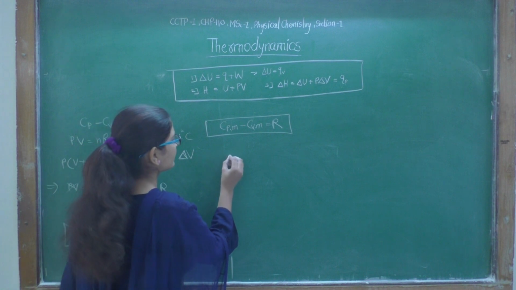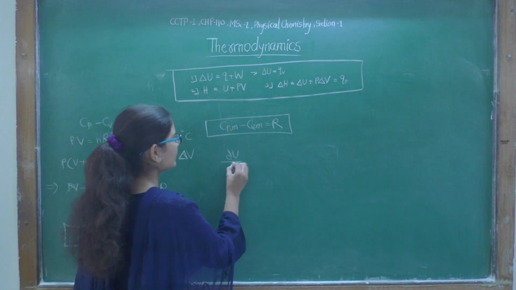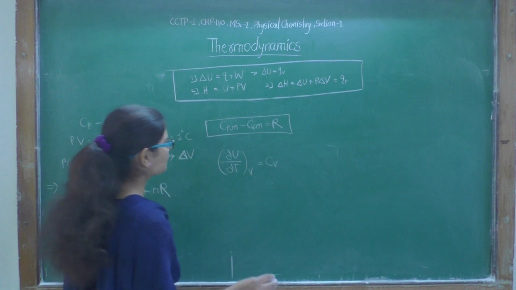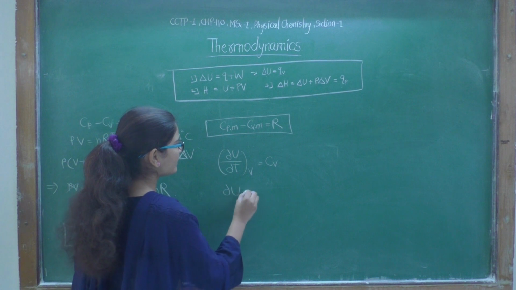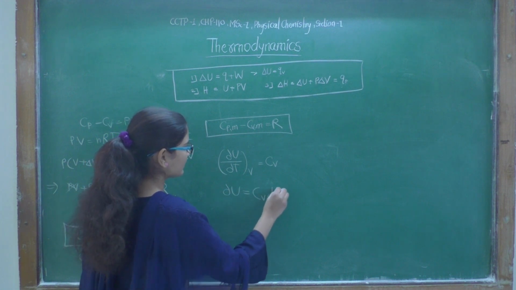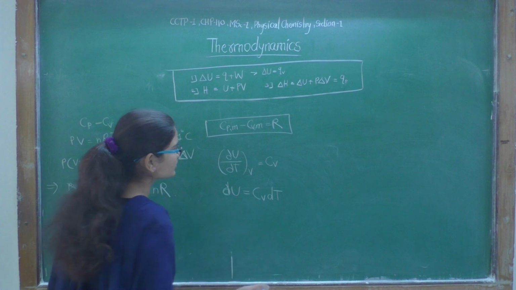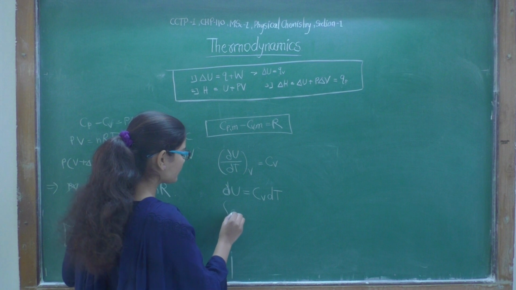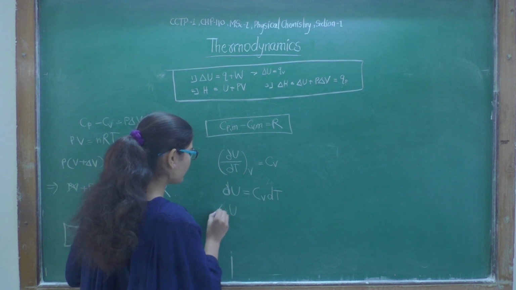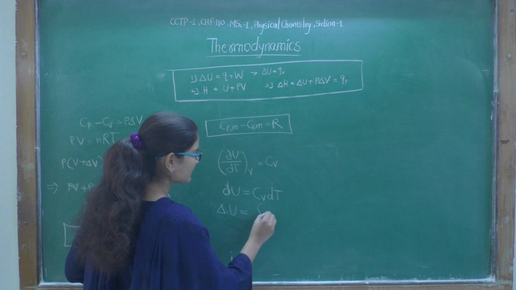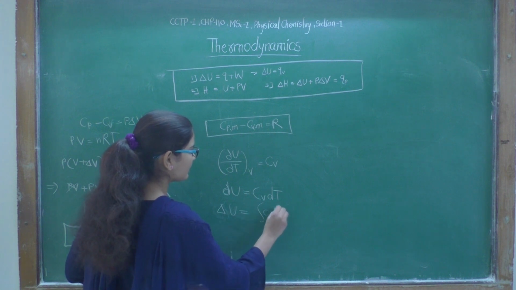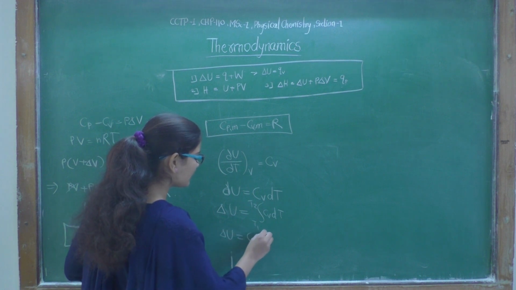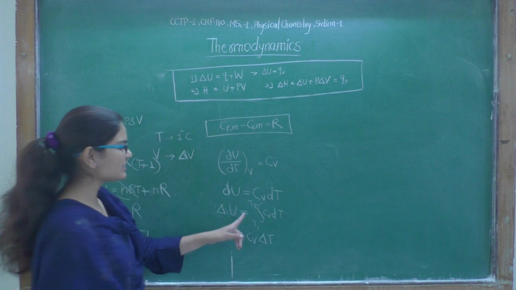Now we have seen that delta U by delta T at constant volume equals Cv. Now we can write dU is equal to Cv dT. Now we can integrate it. It is a state function, so the integration of dU will be delta U, which equals the integration of Cv dT from T1 to T2. Therefore, delta U will be equal to Cv delta T, where T2 minus T1 is delta T.